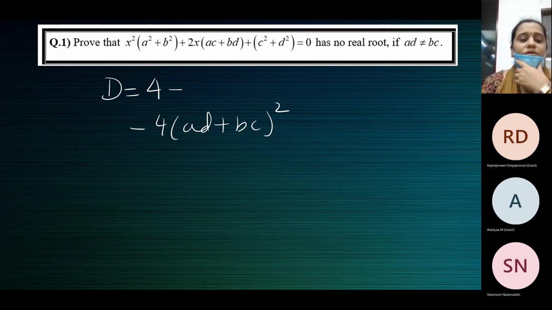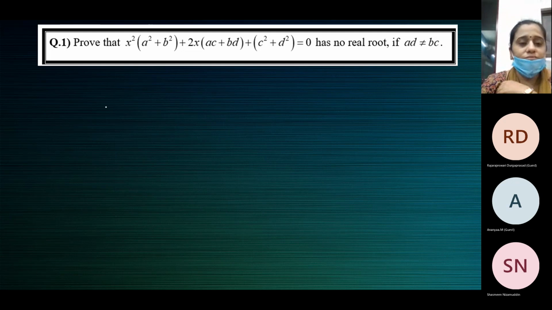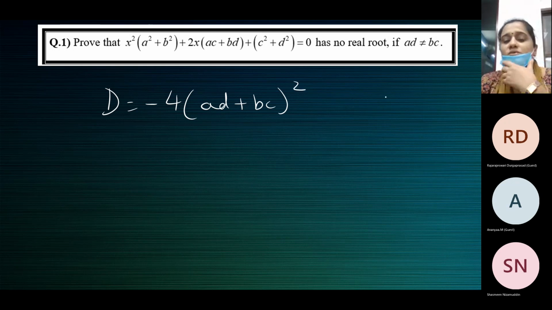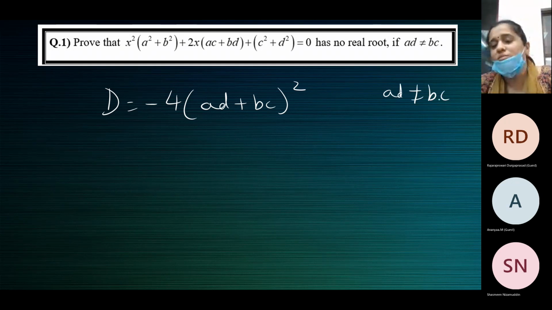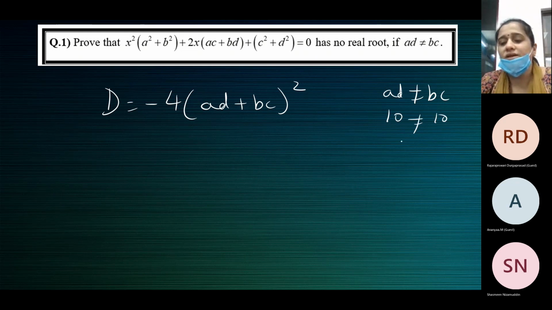Okay, now if you've got this one, let's proceed from here. D is equal to minus 4 into AD plus BC, the whole square. Now there's a condition given to us that AD is not equal to BC. The product AD is not equal to the product BC. Like if AD is 10, BC is not 10. That means the difference is not 0.